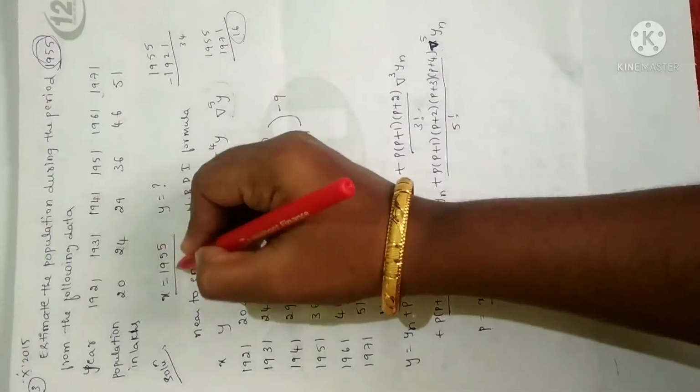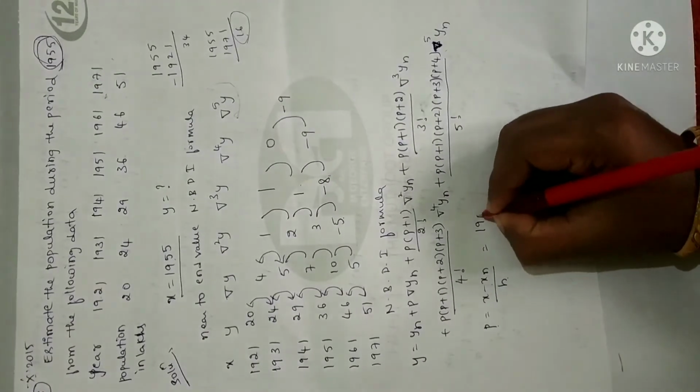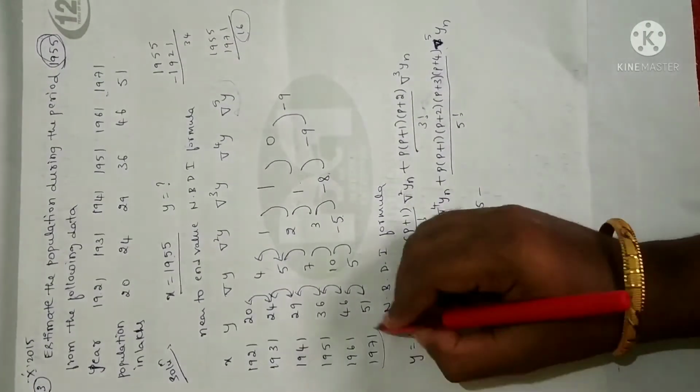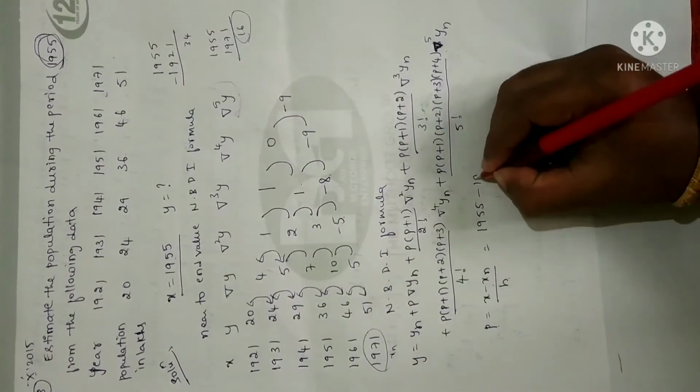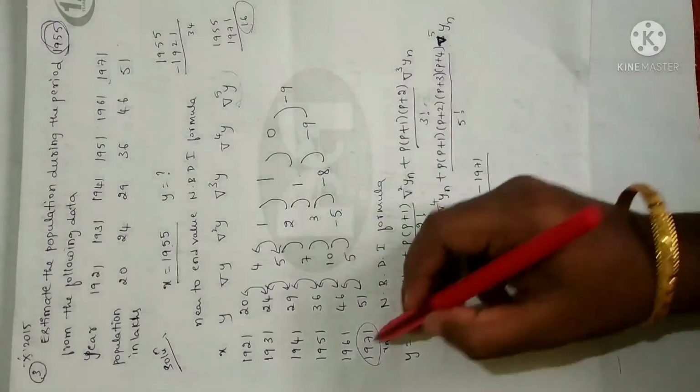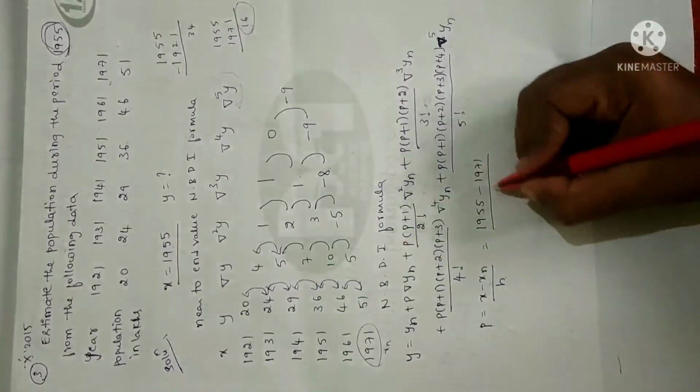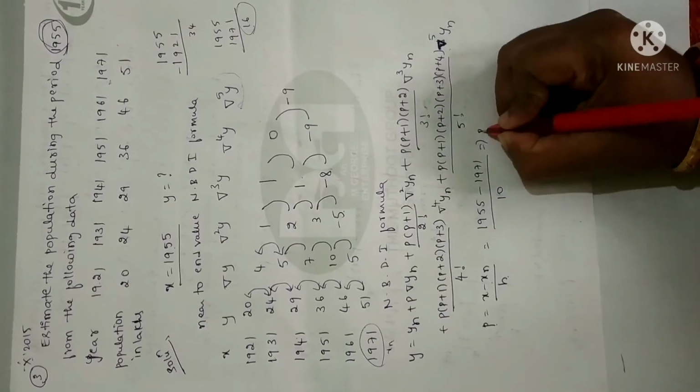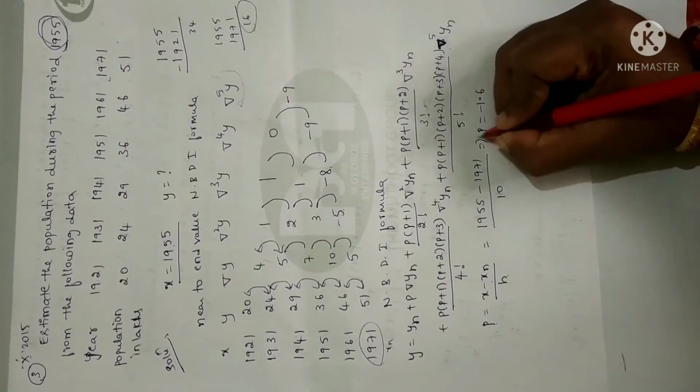Here the value of x is 1955, minus xn, the last value of x, which is 1971, divided by h. h is the common difference, which is obviously 10. So if you simplify, you will get the p value as minus 1.6.